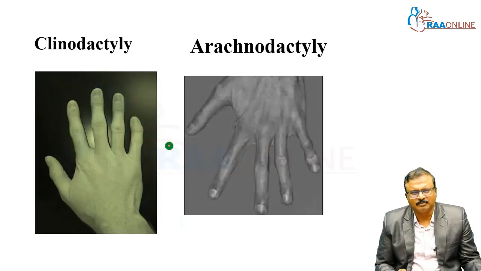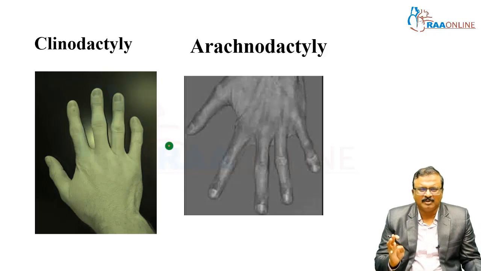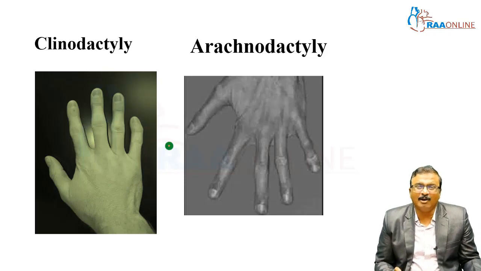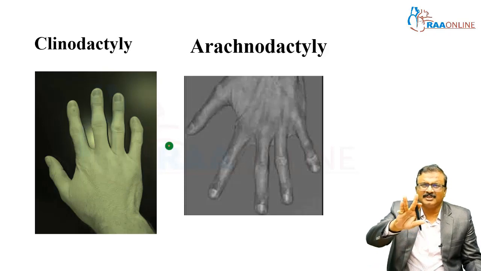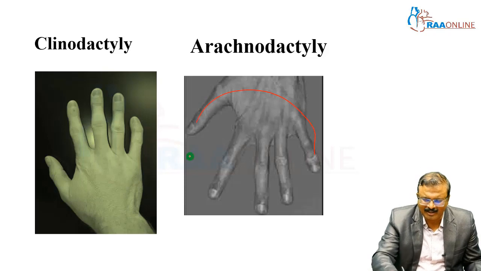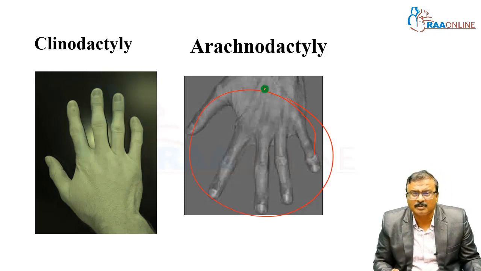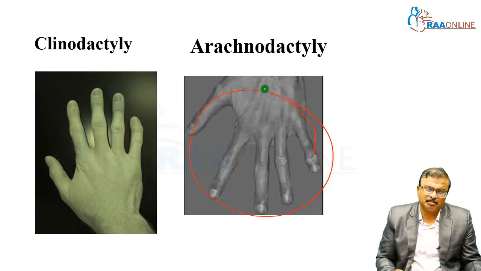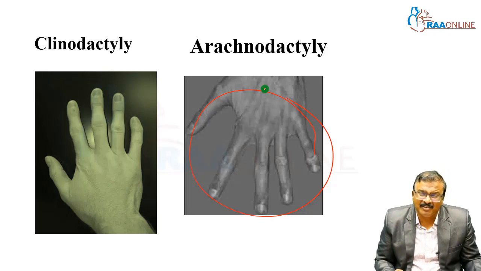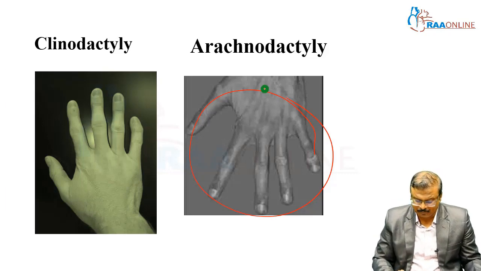Clinodactyly, the distal interphalangeal joint is curved. Clinodactyly, syndactyly, fusion of the fingers, and arachnodactyly. Arachnodactyly is a feature of Marfan's, spider-like fingers. You see it in Marfan syndrome.